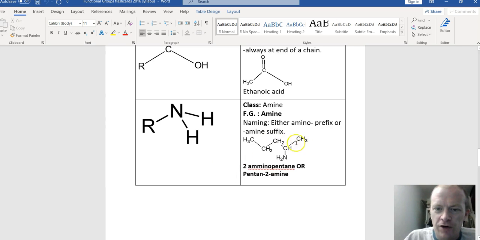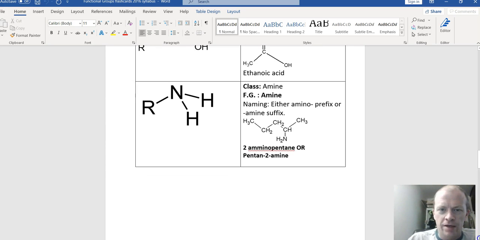So this one, 5 carbons in a row, that's a pentane. There's an amine group on the second carbon in. If we count in this direction, we give it the lowest number. There's 2-aminopentane or pentan-2-amine. Now, there's a little bit more complicated things that can happen if there's more carbons attached to the nitrogen of the amine, but we're not going to do that.